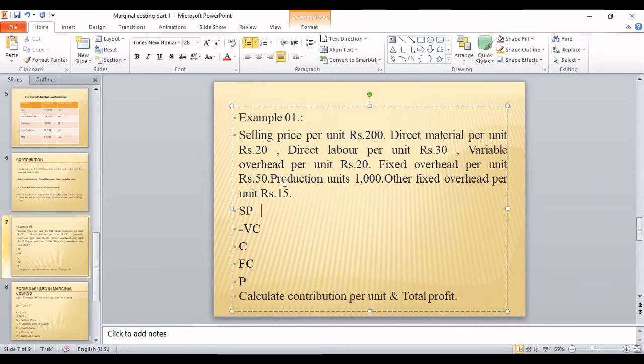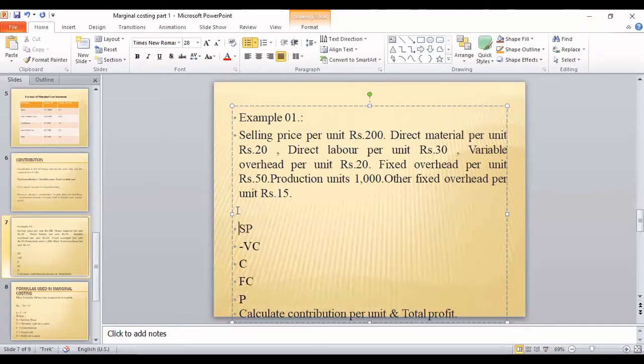So now tell me, what is the selling price given in the question? Selling price is 200 per unit. See again, we have data per unit and we have data total, correct? Yes, sir. So let's start. What is the selling price per unit we have? 200. Okay. So what will be the total sales now? 20,000. Exactly. So 20,000 is your total sales.